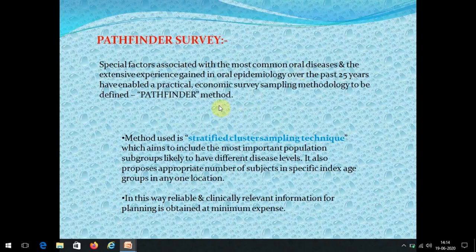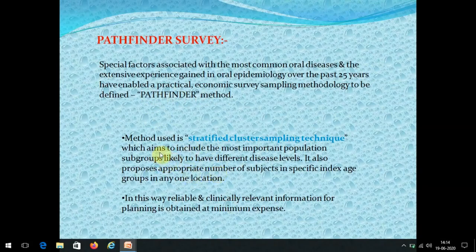The striking feature of Pathfinder survey is it uses a stratified cluster sampling technique. We have seen sampling designs in detail. In previous videos I mentioned the sampling techniques, probability and non-probability sampling. This stratified cluster sampling technique is particularly used in the Pathfinder method.